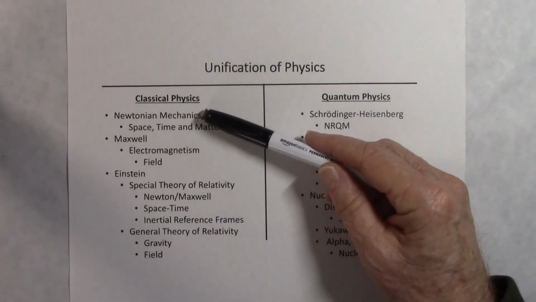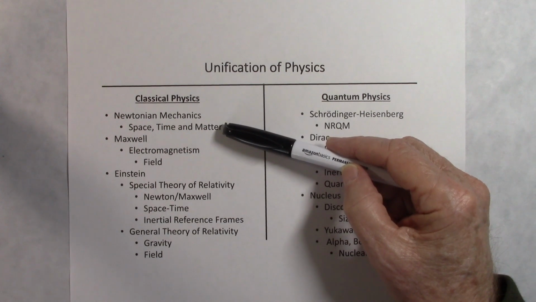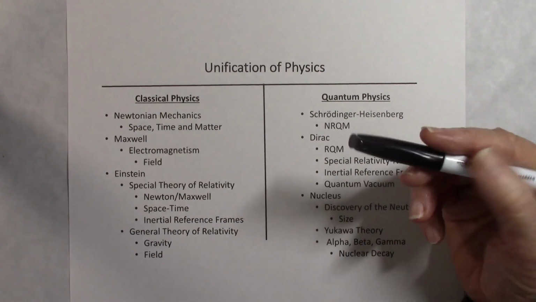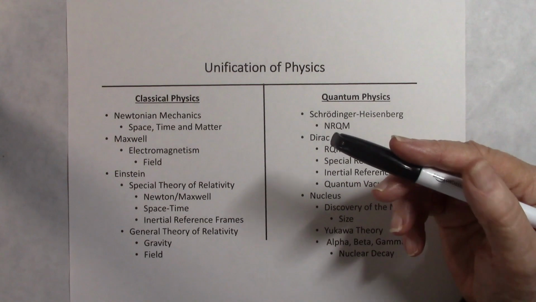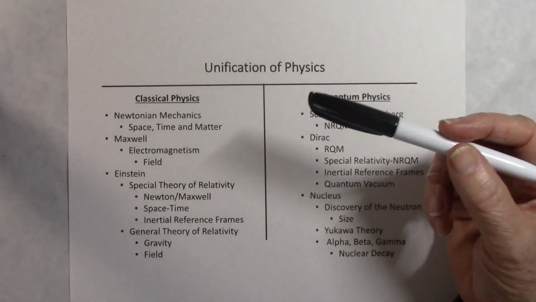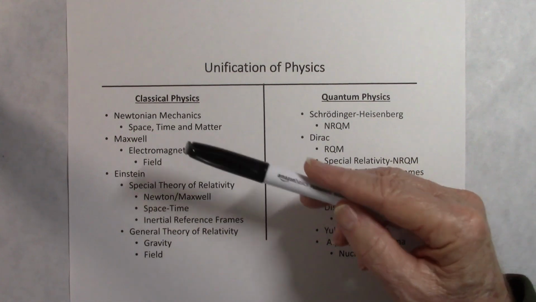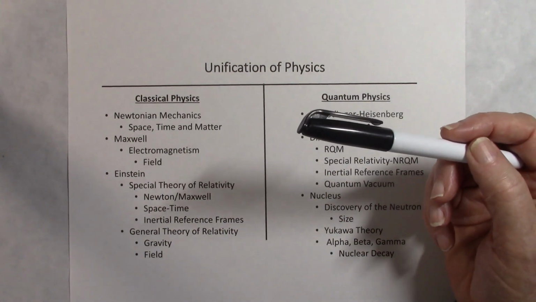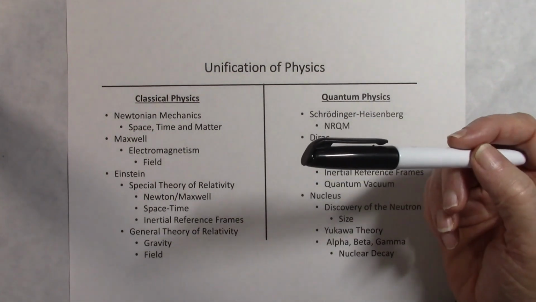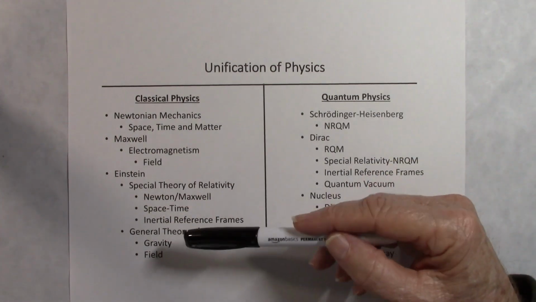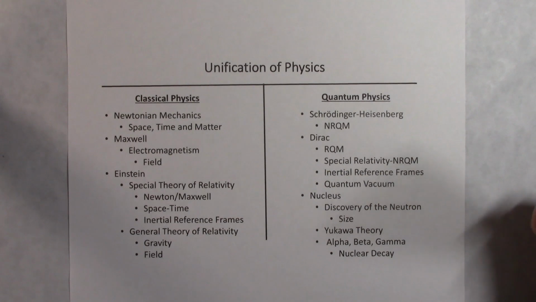Remember Newtonian mechanics with the concepts of space-time and matter. Really the first modern physics theory, which was put forward by Isaac Newton. Maxwell developed his theory of electromagnetism in the 1800s. It was a field theory. And Einstein removed the contradictions between Newton's theory and Maxwell's theory by unifying space with time through his special theory of relativity. However, it only applied to inertial reference frames.